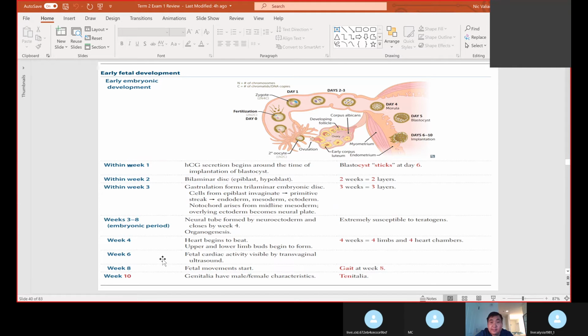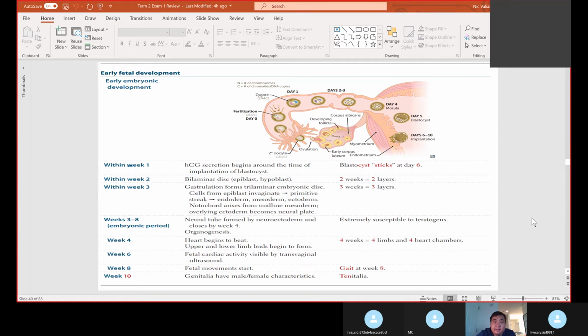Week 6, you can actually check the cardiac activity, the fetal heart, via transvaginal ultrasound. Week 8, you can feel the movement. Fetal movement starts. And in week 10, you can finally know if it's male or female. The genitalia have male and female characteristics. Know the weeks, what's happening, what organs are developing.